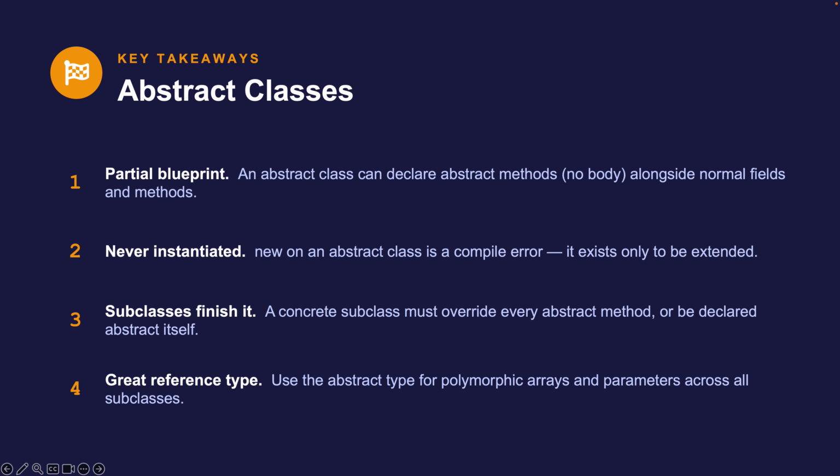Alright, key takeaways for abstract classes. An abstract class is a partial blueprint you cannot instantiate directly. It can mix finished methods and fields with abstract methods that have no body. Any concrete subclass must implement every abstract method, and abstract types give you polymorphism while guaranteeing the methods exist. Keep the no instantiation rule especially sharp, since that's the most common trap.